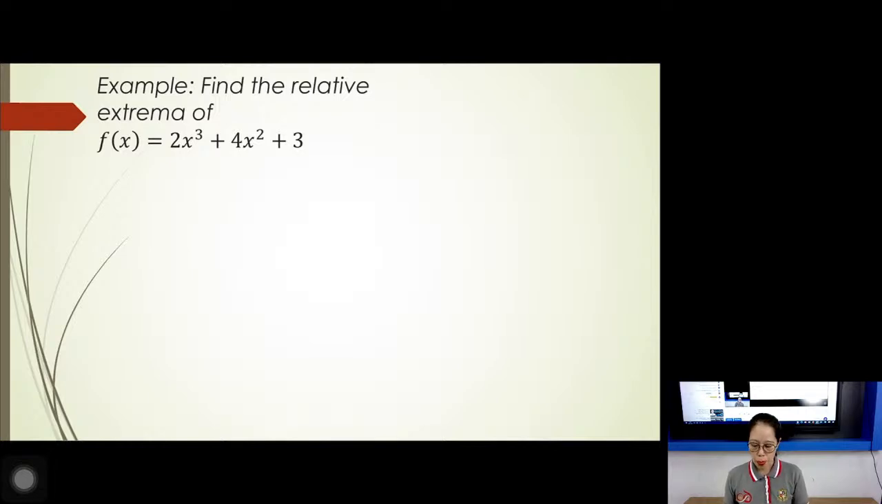Step number 1, we find the derivative. It's time for you to participate. I believe everybody knows how to do their derivative. What is the derivative of our function? Go on and type your answers. What is the derivative of 2x cubed plus 4x squared plus 3? Okay, I can see answers already.